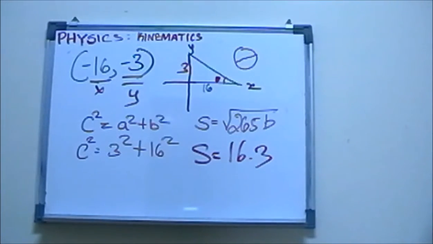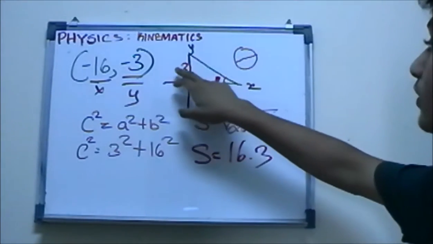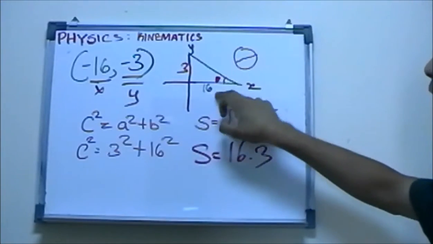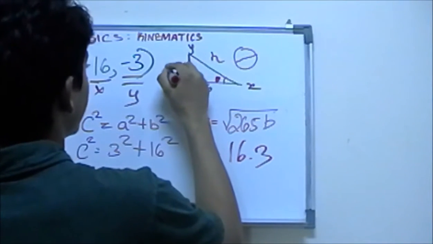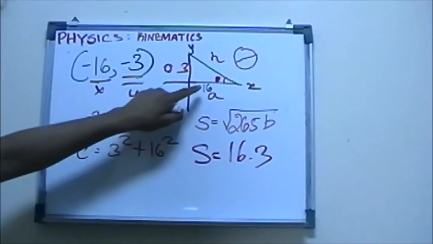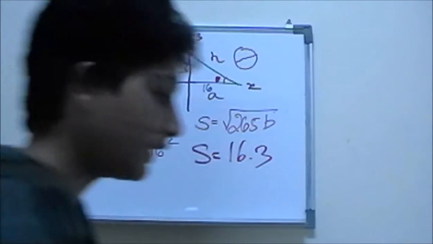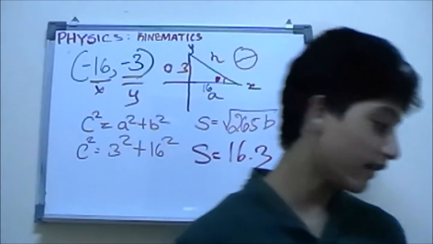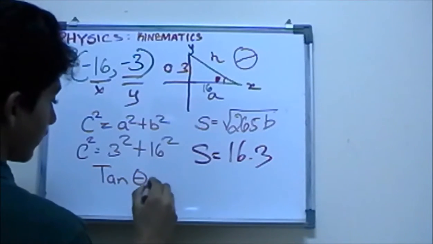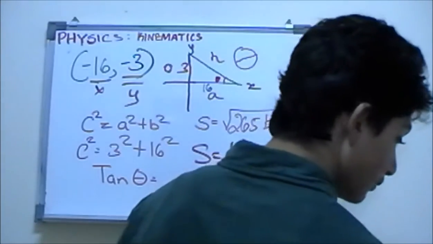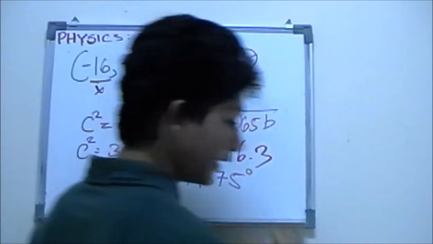Now you use tangent, because you have the opposite side over here, the adjacent side over here, and this is the hypotenuse. Opposite O, adjacent A. So tangent of theta is equal to opposite over adjacent. You do 3 divided by 16, and that would give you a number, 0.1875.